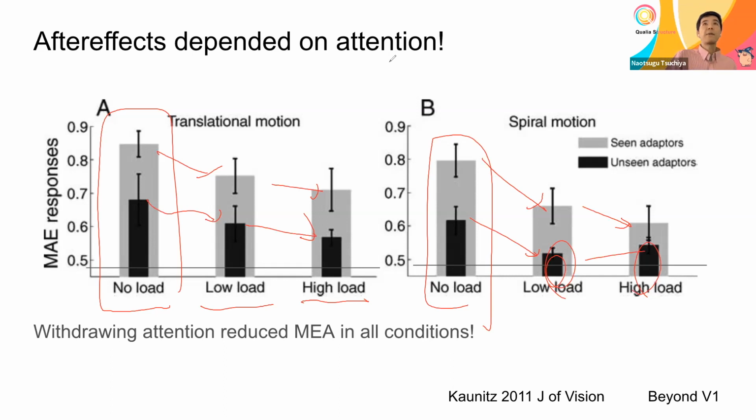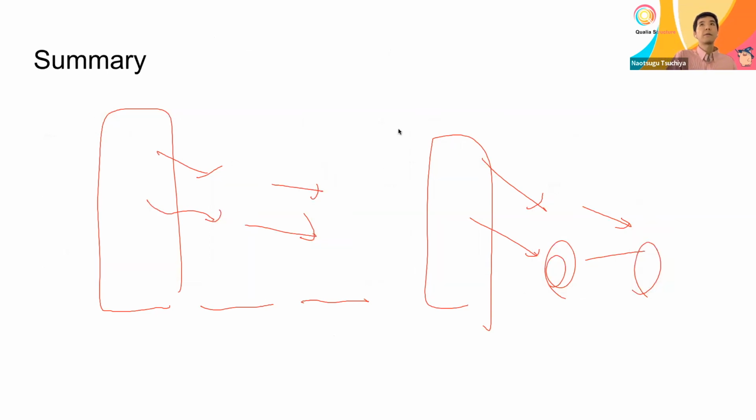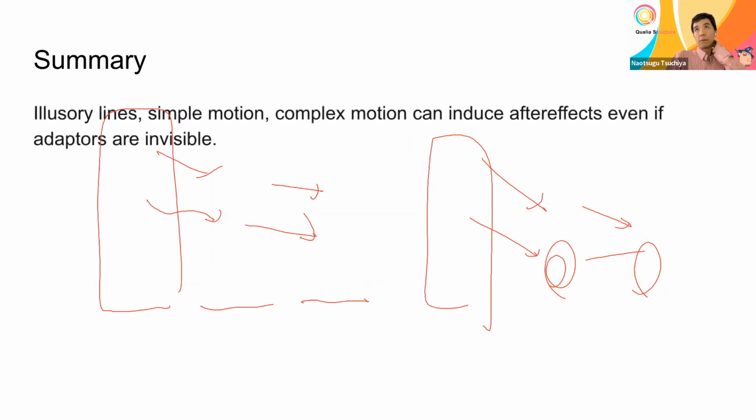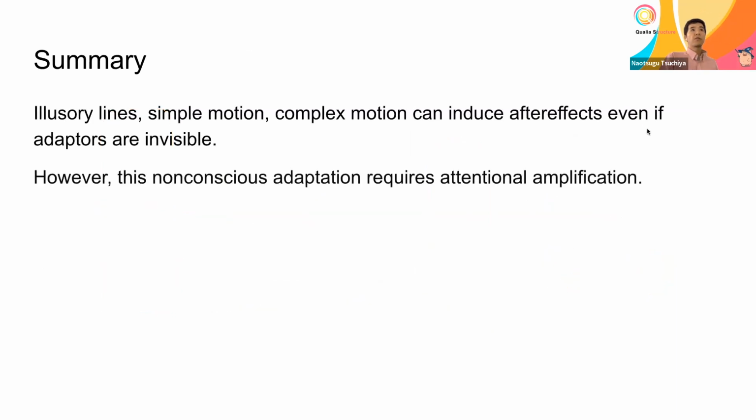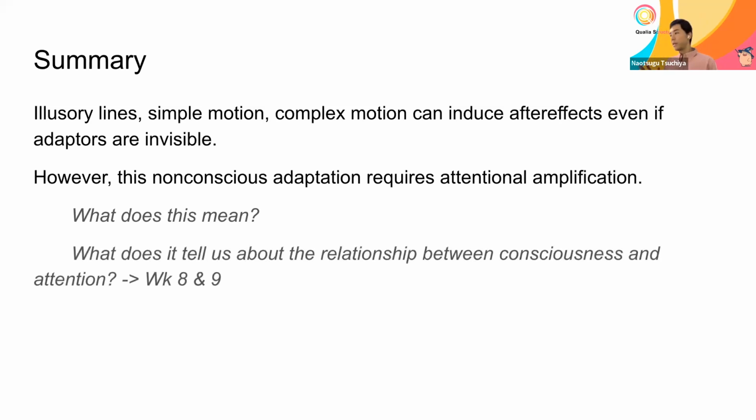So in summary, illusory lines or simple motion, complex motion can induce aftereffects even after adapters are invisible. However, this non-conscious adaptation requires attentional amplification. What does this mean? Well, at least what it means is that invisibility and no attention are not the same thing, right? Invisible and attended versus invisible and unattended is different.